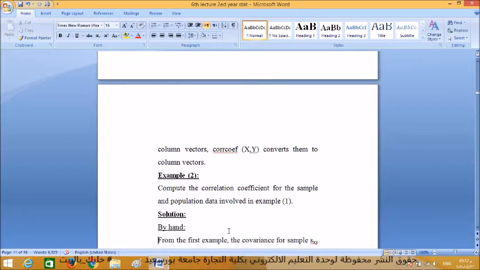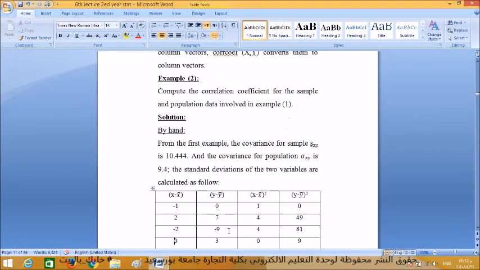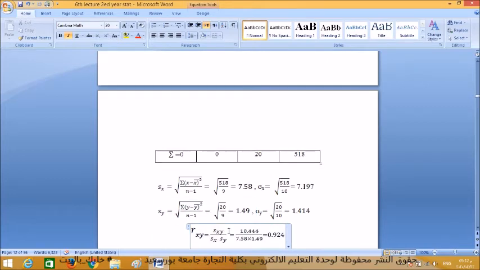Example 2. Compute the correlation coefficient for the sample and population data involved in example 1 by hand, using the first formula. S of x, the standard deviation for variable x, equals the square root of the variance, and the variance equals sigma (x minus x bar) squared divided by n minus 1. So the square root of the variance equals the standard deviation of variable x.